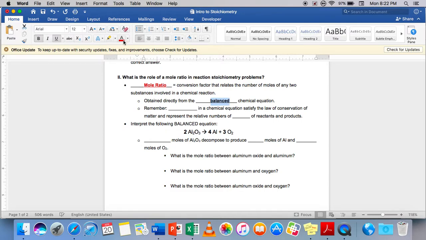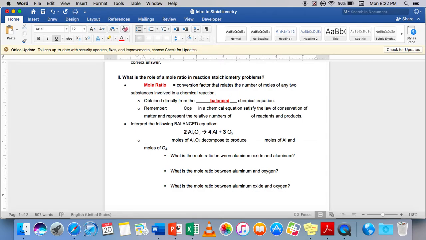So for all of these stoichiometry problems, you're going to be given a chemical equation. Usually it will be balanced for you already, but if it wasn't, you would have to do it yourself. And then the moles in a chemical equation are going to be used to create this mole ratio. Where do we get the mole ratio? Where do we get the moles?